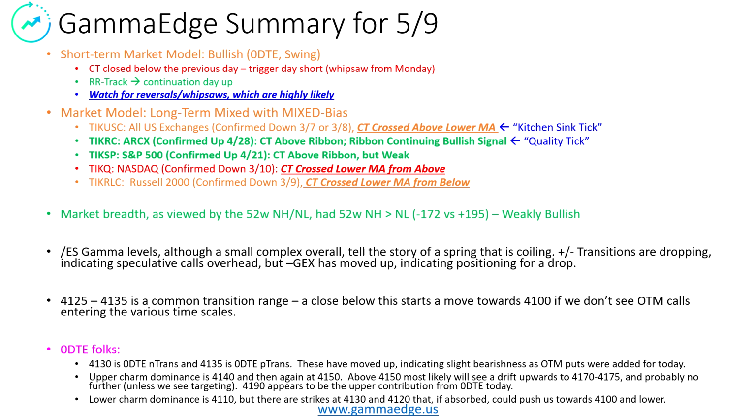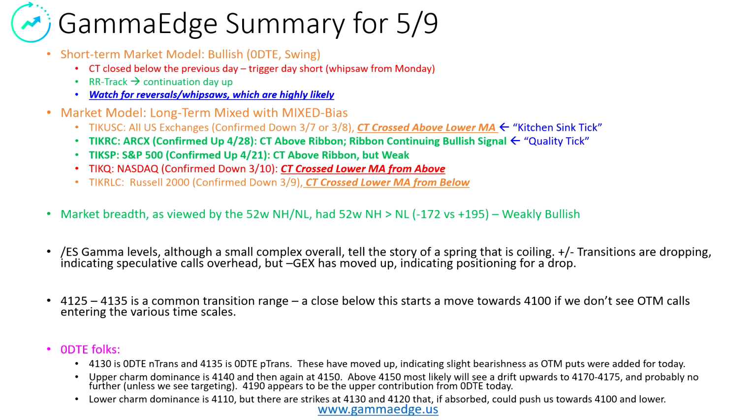Upward charm dominance really starts at 4140 and then again 4150. We have this dual structure that we talked about yesterday. Above 4150, most likely we'll see a drift upwards towards that 4070 to 4075 zone. We don't think we're going to go much further than that unless we see targeting today. And you'll just have to watch the $ value command within the Discord. 4190 appears to be the upper contribution from zero DTE unless we get just a wild day and a lot of pounding up towards 4200. We do not see anything near the 4190 today. Lower charm dominance is 4110.